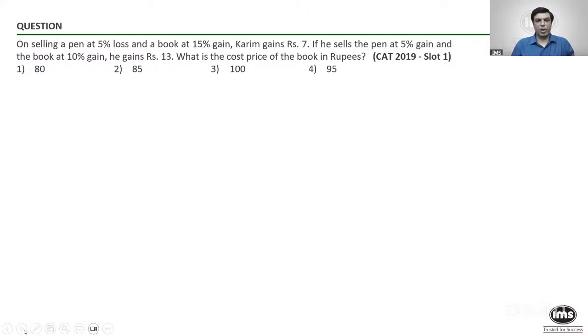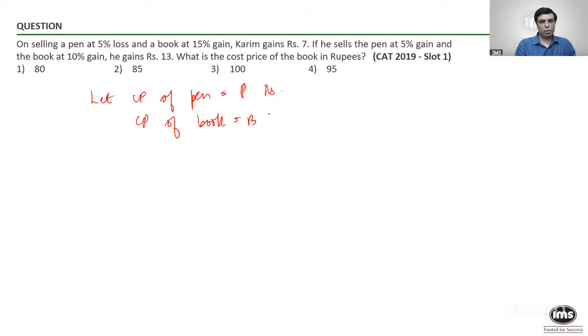Now let us see how many different ways we can solve this. First and foremost, obviously, you can see that there are two unknowns here. We do not know the cost price of the pen. We do not know the cost price of the book. So one method will be to frame equations, because you can see two sets of data, 7 rupees gain and 13 rupees gain. With these two sets of data, we can frame two equations. Let us say the cost price of the pen is P rupees and the cost price of the book is B rupees, right?